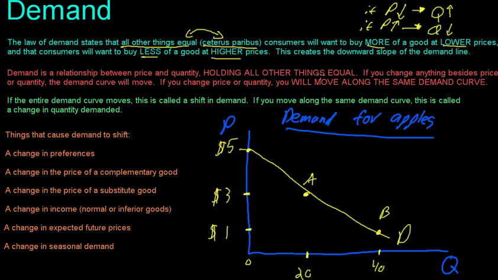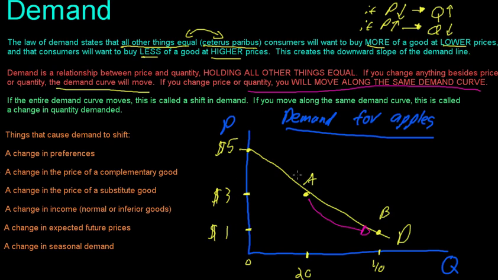Okay, so demand is a relationship between price and quantity, holding all other things equal. So if you change anything besides price or quantity, the demand curve will move. And this is called a shift in demand. But if you change price or quantity, you will move along the same demand curve. So that's exactly what we were just talking about from point A to point B: we're changing price. So if the price of apples goes from $3 to $1, you will go along the same demand curve, the same line, from point A to point B because price changed.